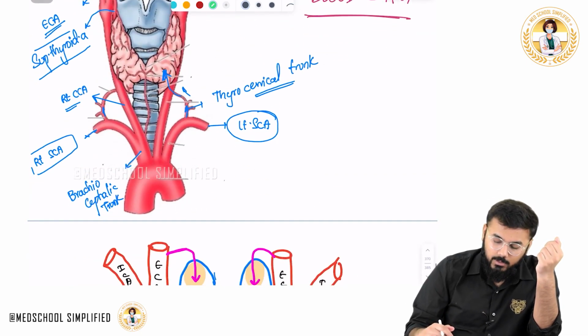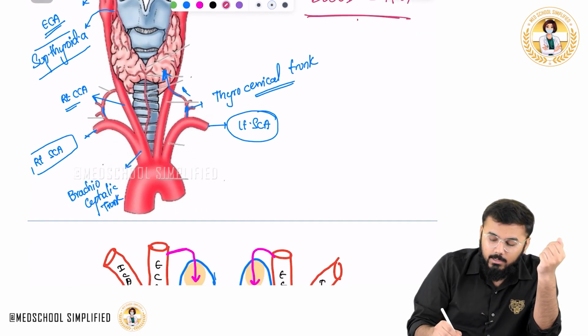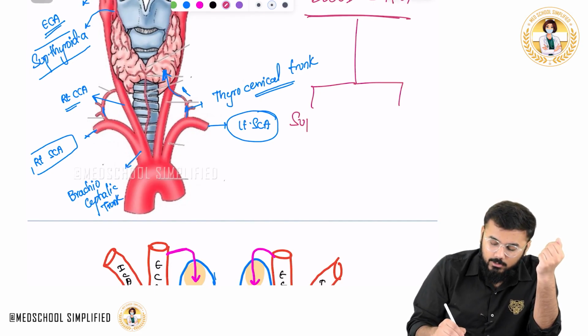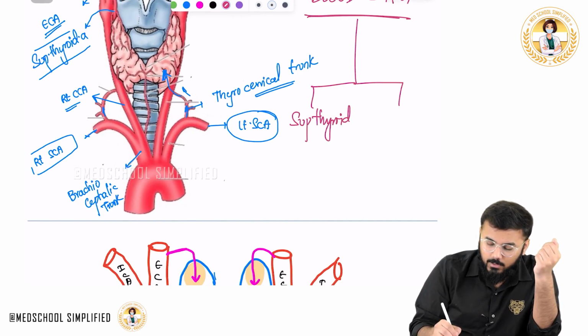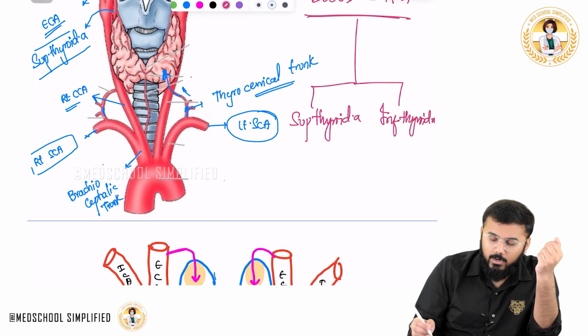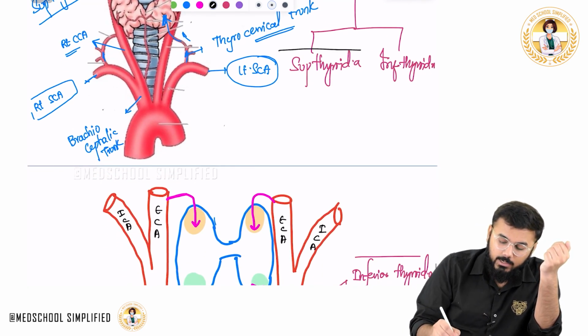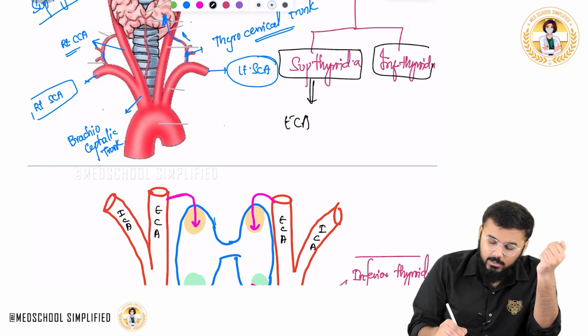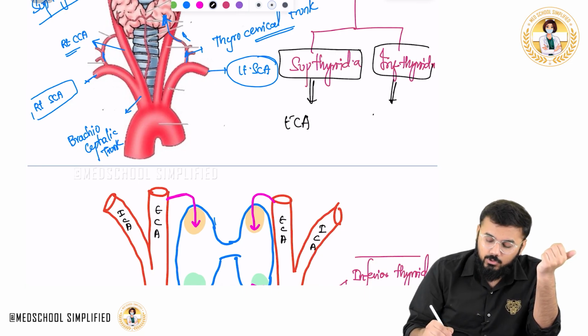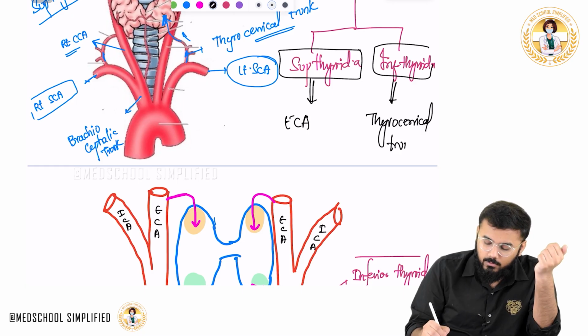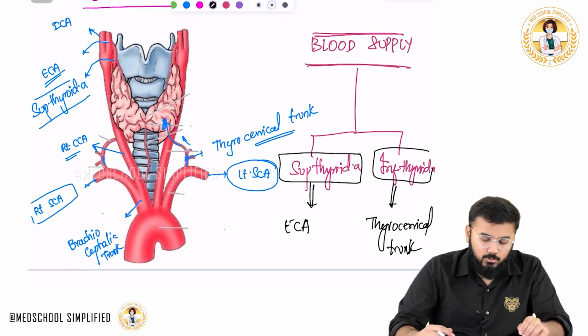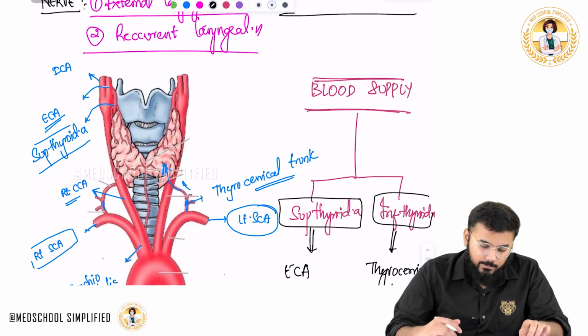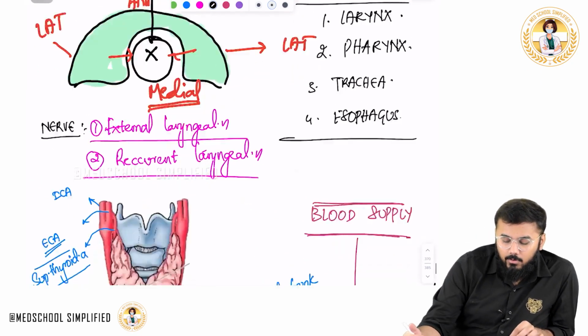So regarding this blood supply, I have to write that there are two arteries over here. One is called the superior thyroid artery, another one is called the inferior thyroid artery. Now the superior thyroid artery is a branch of what? External carotid artery. The inferior thyroid artery is a branch of what? Thyrocervical trunk. So this is the blood supply of your thyroid gland.